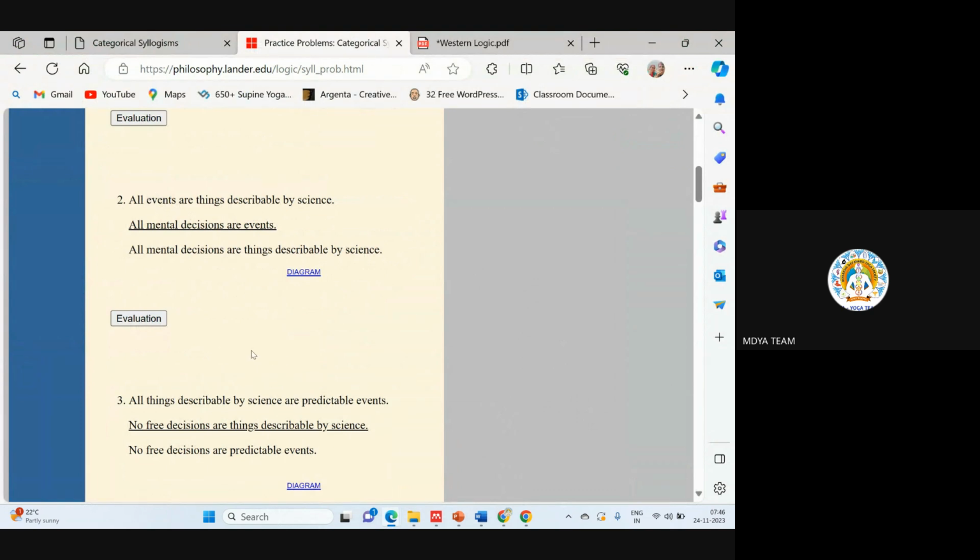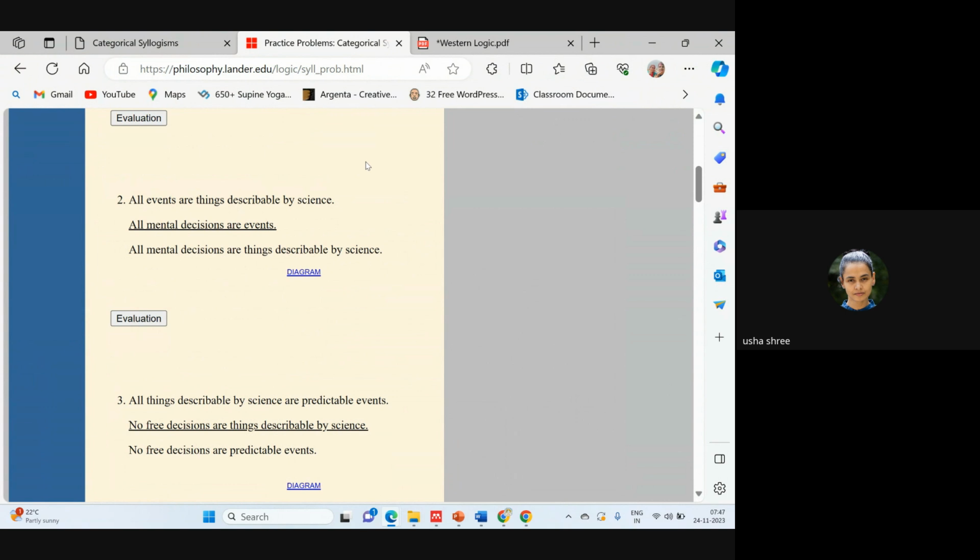Okay, now in this, which is minor term, sir, in the second question, all events are things describable by science. That question? Yes, this one. So the top two: all events are things describable by science is premise one. All mental decisions are events, premise two. And all mental decisions are things describable by science is the conclusion.